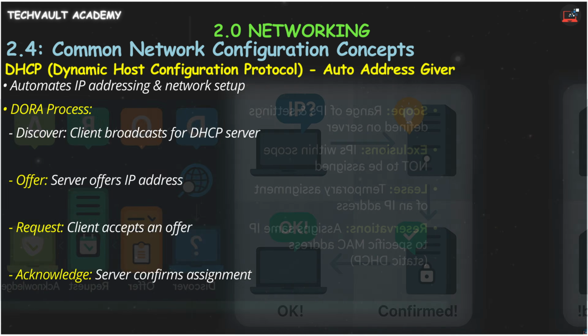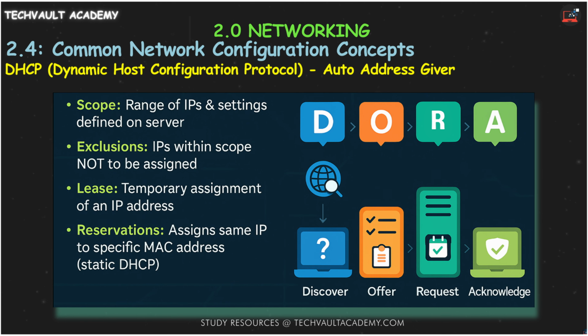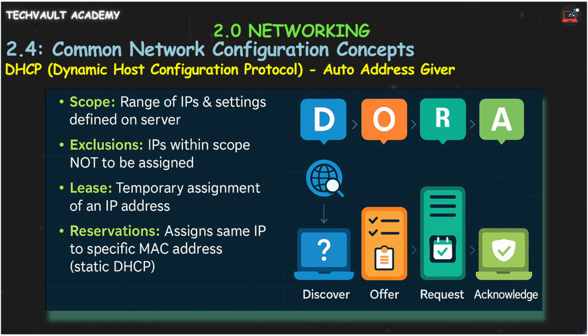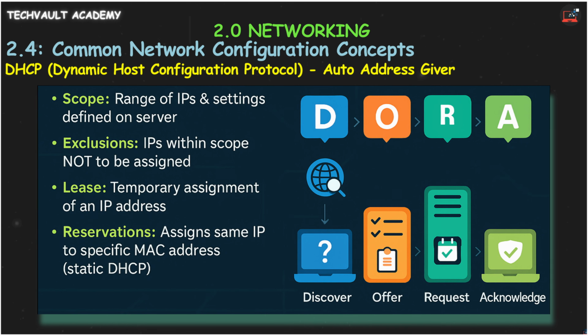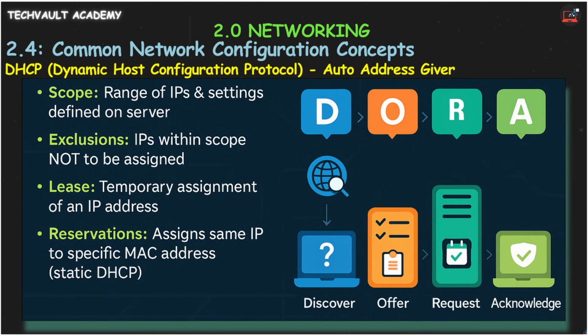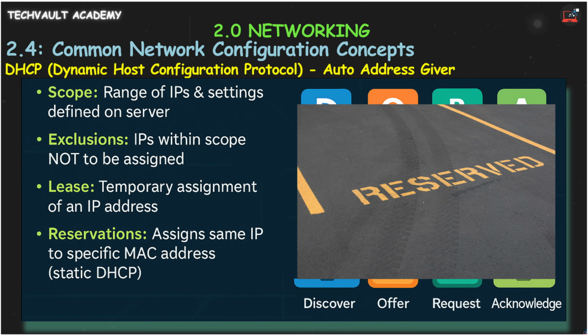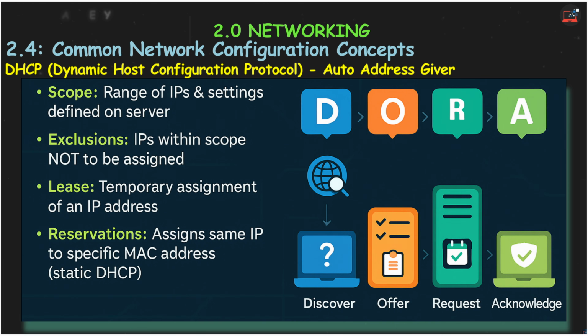The DHCP scope is the server's master plan, defining the available IP address range and other settings like subnet mask, DNS servers, and default gateway. Exclusions are specific IP addresses within that scope that DHCP won't assign, often reserved for static devices like routers. An IP address from DHCP is a temporary lease, like borrowing an apartment for a set time. And reservations allow a specific device to always get the same IP address from DHCP, like a permanent parking spot, by linking its physical MAC address to an IP.